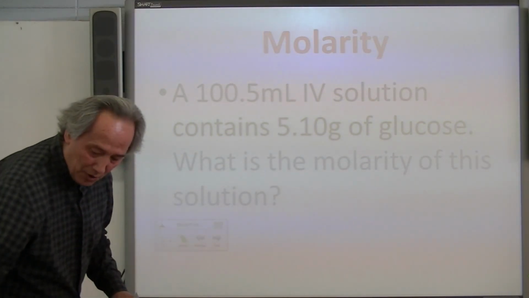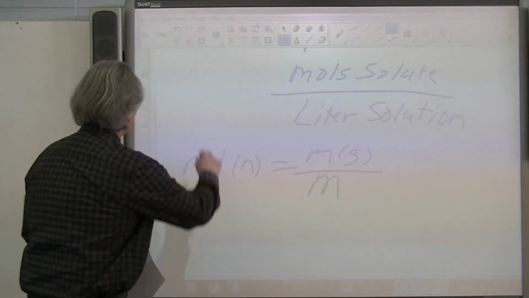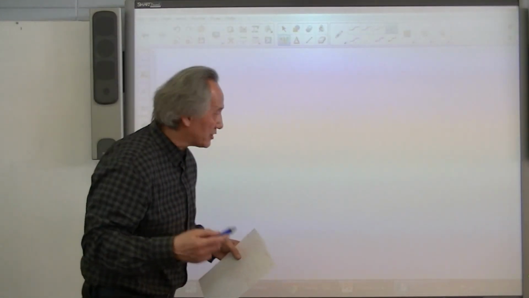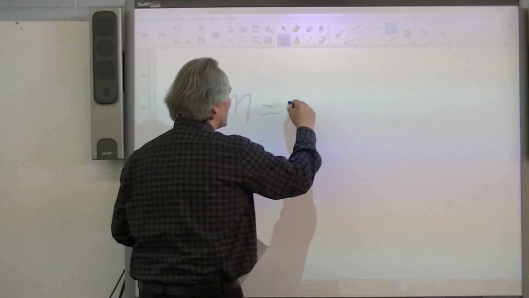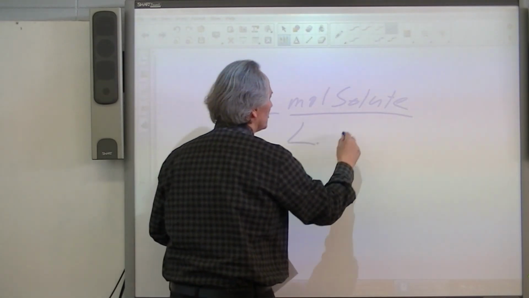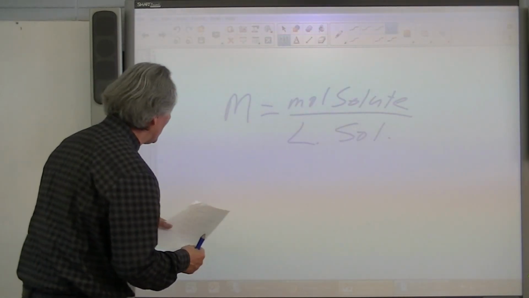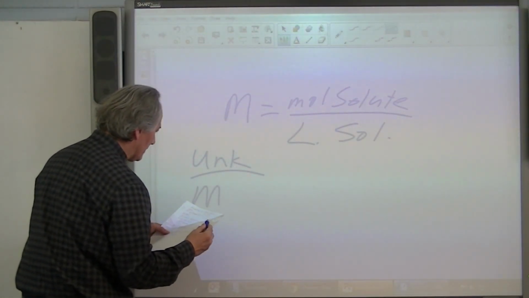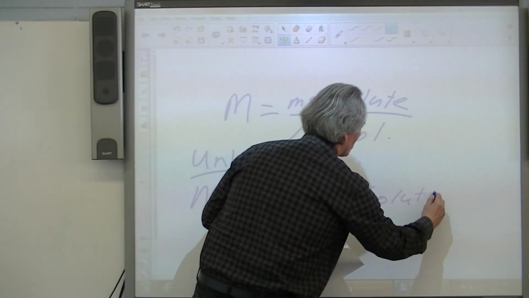Let's first of all go back to the smart board here. One of the first things we want to do is rewrite the equation in terms of how molarity is expressed conventionally. I'm going to abbreviate and use the symbol M for molarity. Molarity equals moles of solute divided by liters solution, SOL for solution. Note that in that problem, the unknown, which I'll mark UNK, is that we want to calculate the molarity of the glucose solution.